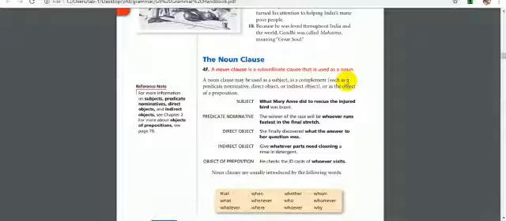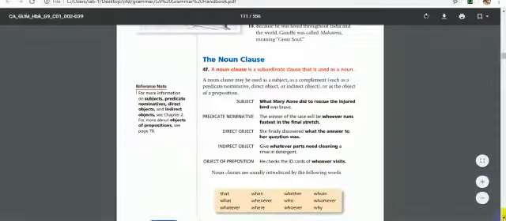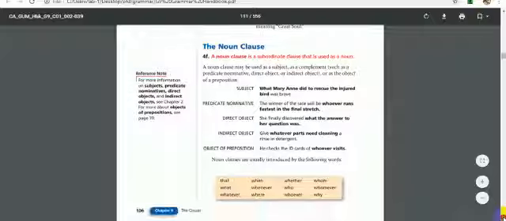Just do not forget that the noun can be one of these five in the sentence. The noun can be subject, the noun can be predicate nominative. Predicate nominative, it means it will follow or it will come after a linking verb. It can be direct object, it can be indirect object, that's in case it will follow an action verb, and it can be object of preposition, that's in case it will come after or it will follow a preposition.